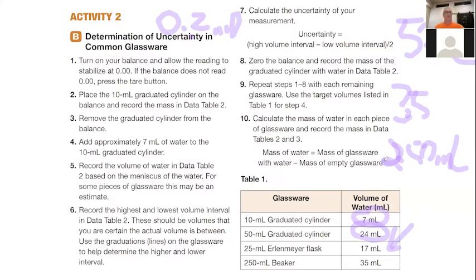Then we're going to measure the mass of the water in each one. So you're going to need the mass of each one of these while empty, and then the mass of each one of them with the water in it, and then just subtract to figure out what the mass of the water is.